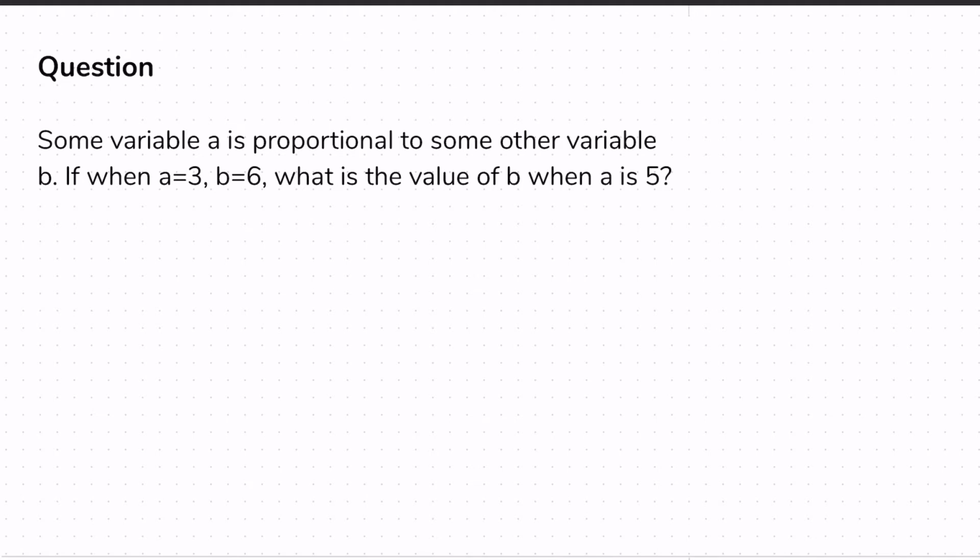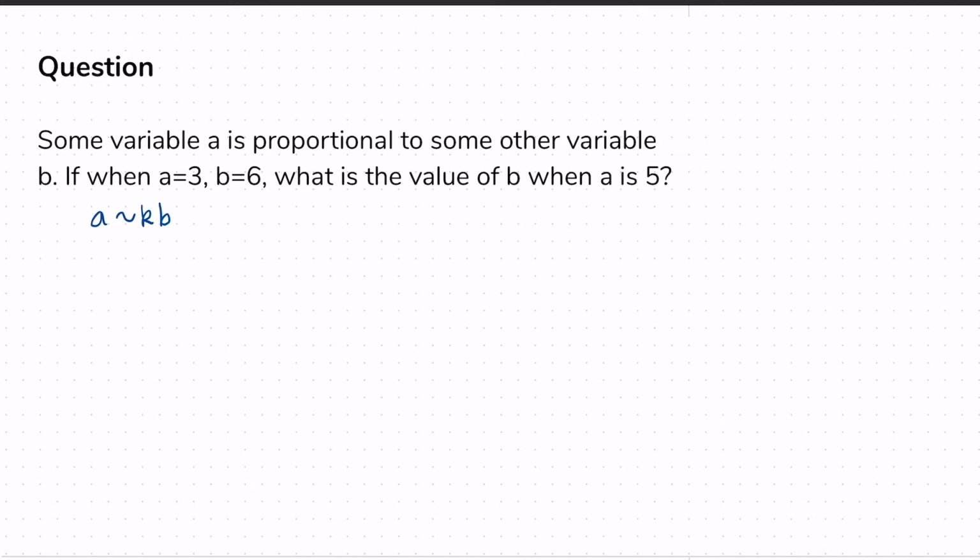So let's begin by writing down a general formula for proportionality. It's saying that A is proportional to B. Okay, we know that as A increases, B is going to increase by some factor, and that factor is normally referred to as K. It's a scaling factor. So what we're going to do now is substitute in these values to determine what K is before looking at what happens to B when A is 5.